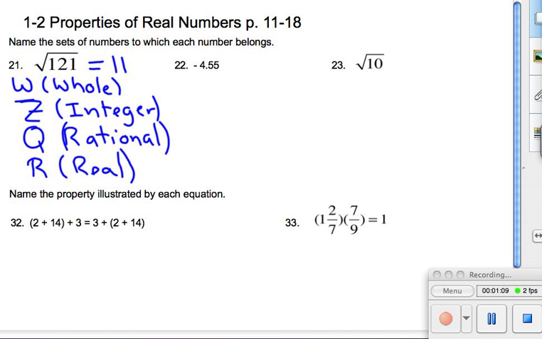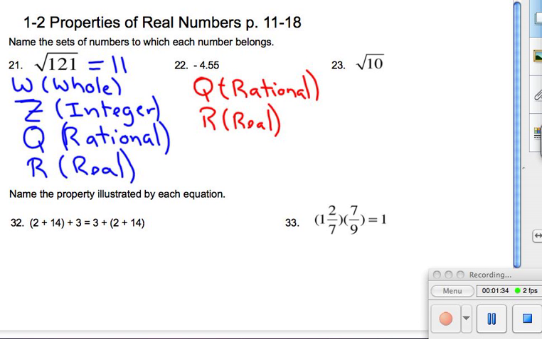When I look at problem 22 with the negative 4.55, students want to put it as an integer because of the negative sign, but remember, integers can't have decimals or fractions. So when I look at it, I could still write this as a fraction, so it's going to be a rational number, so we use the Q again. And it's also going to be a real number.